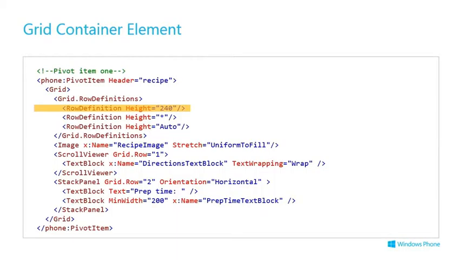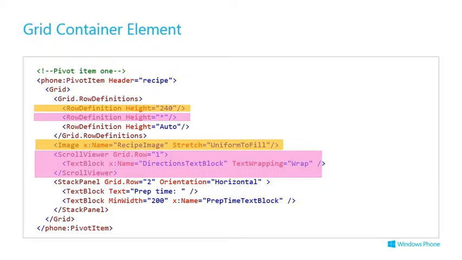To put a bit of definition onto that, here's our first row, which has a physical height of 240 pixels on it. And that image is on that row. It doesn't actually say grid.row anything on there, but that's because the default is grid.row equals 0, and this is row 0. So that image goes onto row 0. Then we've got our second row, in a rather fetching shade of purple. It is fetching. That one has a height of star, which basically means just use up what's left after you've laid out all the other rows. In that we've got our scroll viewer. This is where the actual recipe directions are put, so that fills up the space.